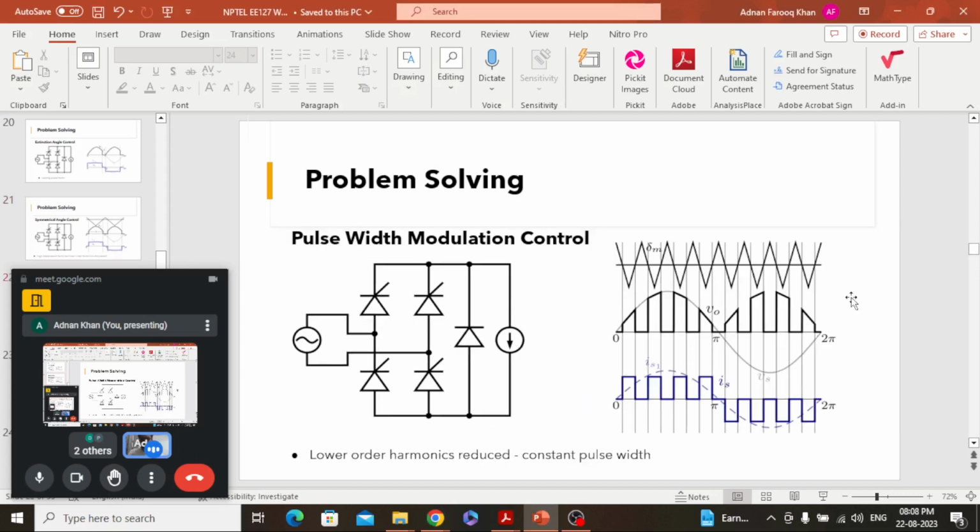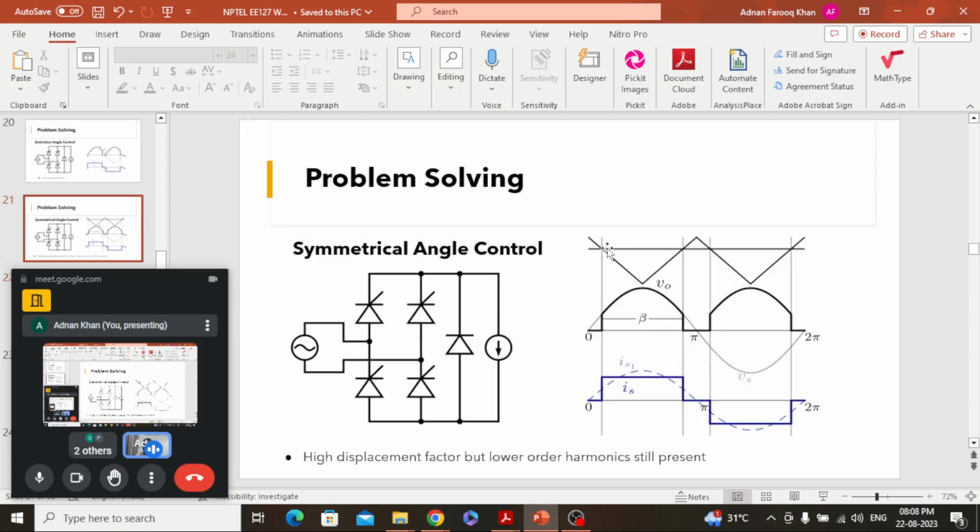Now we'll move to the other control technique, that is pulse width modulating control. Here, in the previous technique we saw, we had the carrier which had a frequency double that of the fundamental. If the fundamental is 50 hertz, then in a half cycle we have one triangle, so the carrier has double the frequency of this.